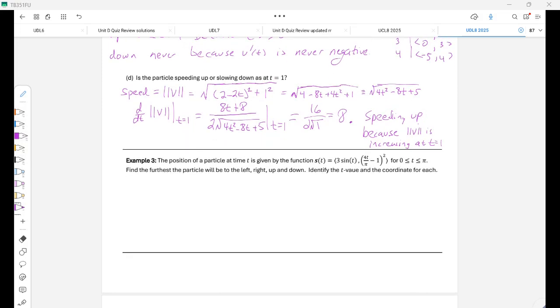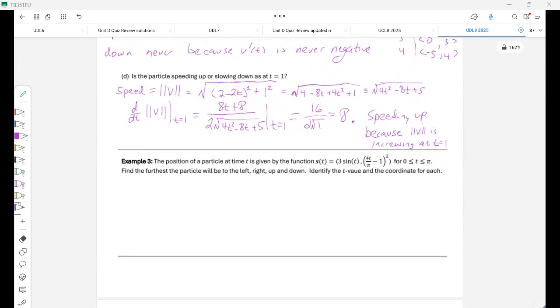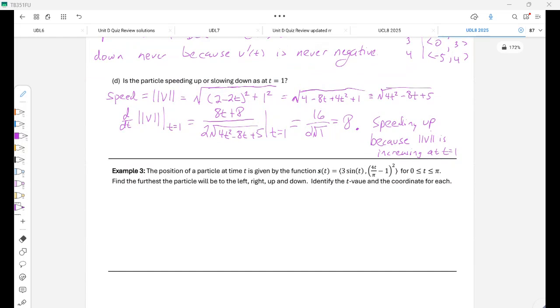And last but not least, example 3. This last one is the EVT question. The position of a particle is given by another function, 3 sine t, 4t over pi minus 1, but squared, which I swear there's a reason why we're dividing by pi there. For t between 0 and pi, find the furthest the particle will be to the left, to the right, up, and down. Identify the t value and the coordinate for each.